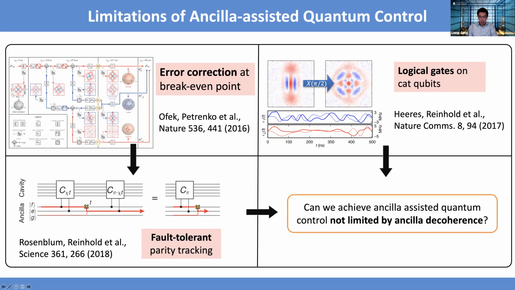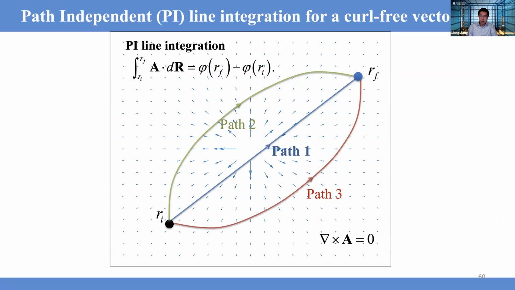And the natural question is, can we extend it from parity checking to universal quantum control of the bosonic system? I don't think I'll have time to get to all the details, but the key idea is something we're all familiar with from classical mechanics, which is path independence, or in classical mechanics, it corresponds to a curl-free vector potential. If you have such a potential, it doesn't matter which path you go, the work you do depends only on the initial and final point.